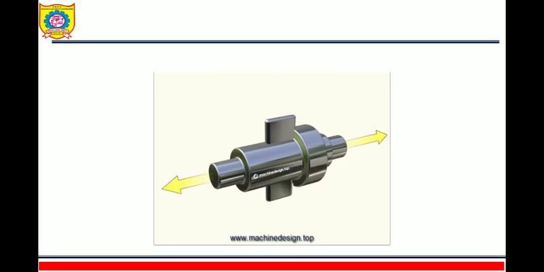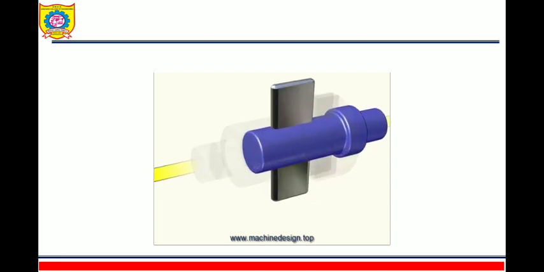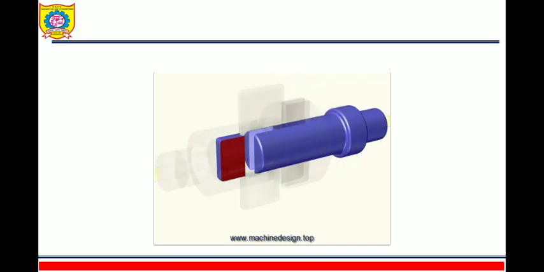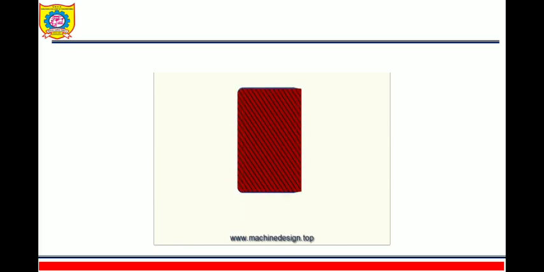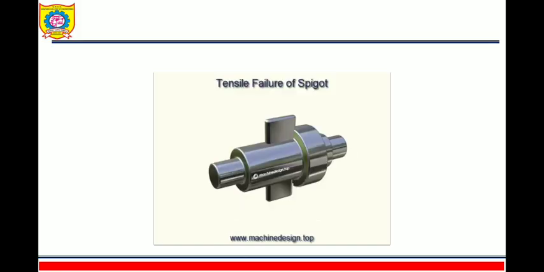Shear failure of the spigot. When we are applying force, how does the shear take place? On the other end shear will take place. That's why the shear area will be a into d2. Our nomenclature and their nomenclature will be a little bit different.